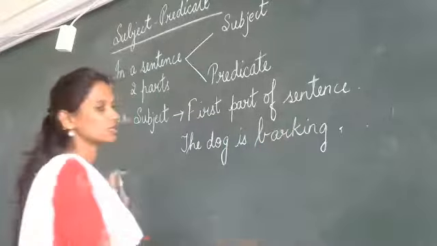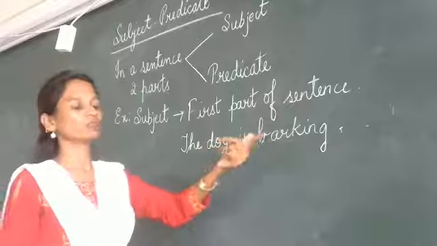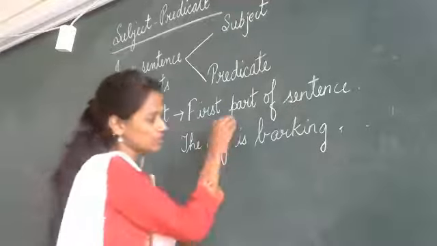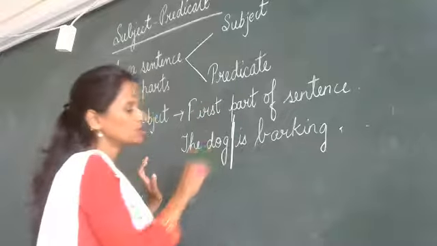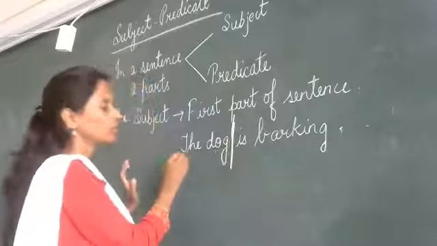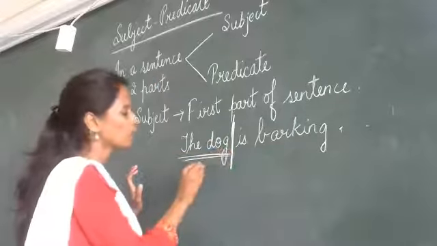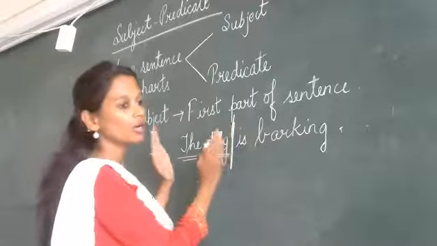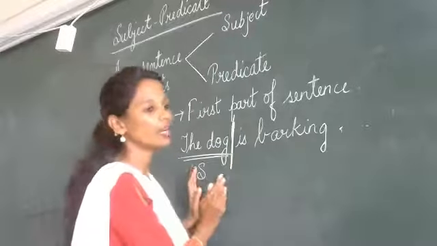Now my sentence is: The dog is barking. Which is the first part of the sentence? That is the dog. Whom are we talking about? We are talking about the dog. So the dog is called the subject.